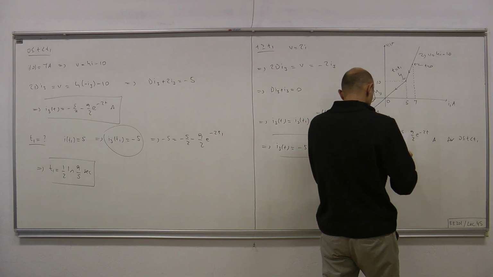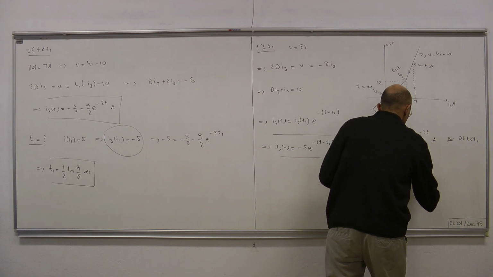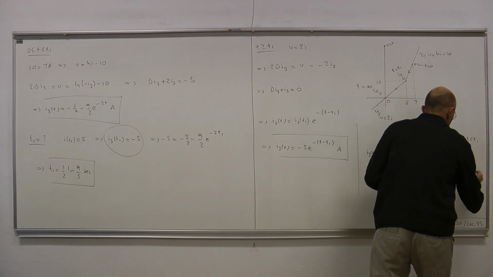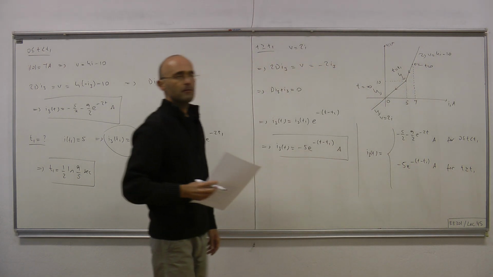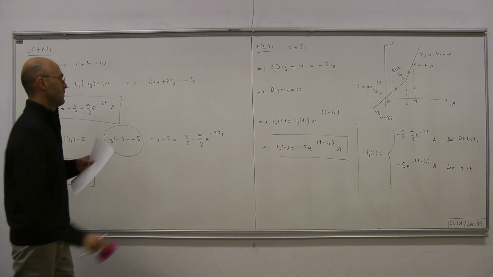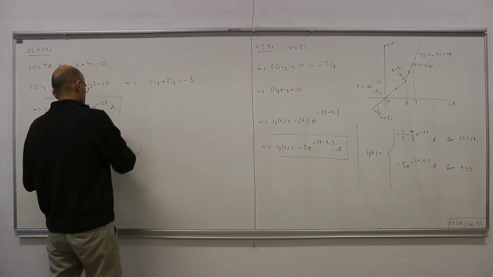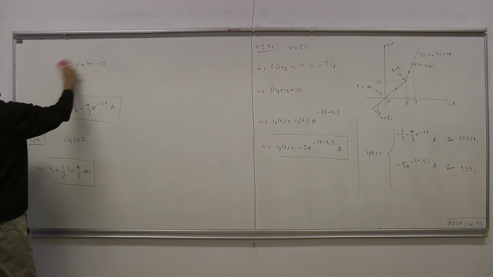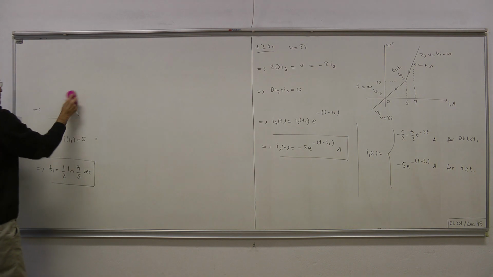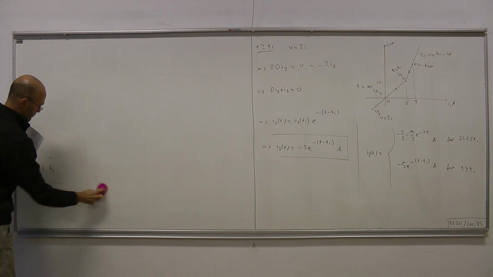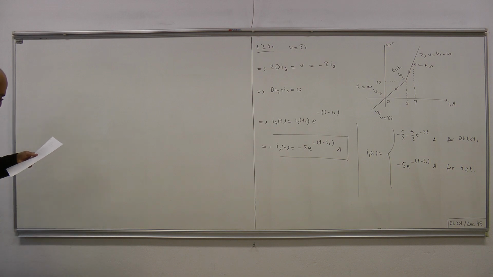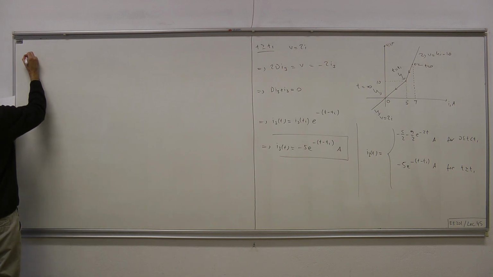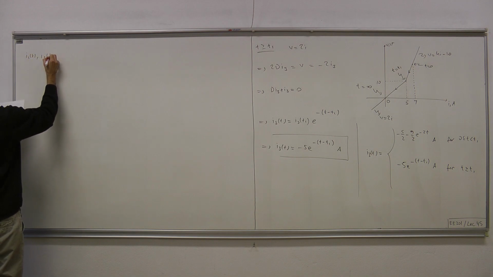And it equals minus 5 e to the minus (t minus t1) for t larger than t1. That's our I3. Let's divide I3 between I1 and I2 now. I1 of t, I2 of t.